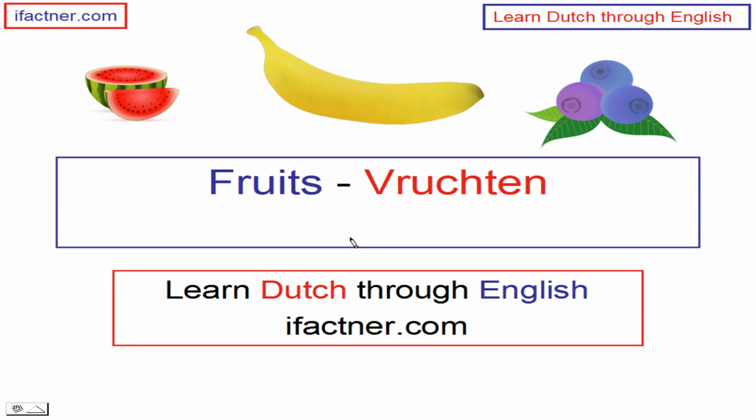In this lesson, we are going to learn what we call different fruits in Dutch. Fruits are called vruchten in Dutch. V-R-O-C-H-T-E-N, vrucht, vruchten.